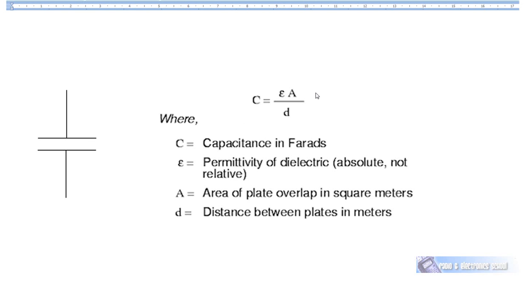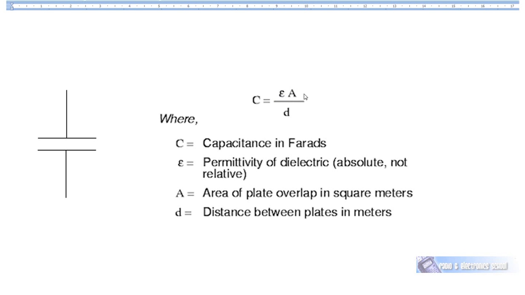Now back to the formula. The formula for capacitance, C in farads, is the permittivity multiplied by the area of the plates. If the plates are unequal area, it's the area of the smaller plate, and d is the distance between the plates. This formula is so useful because it tells you how the dielectric, and you would need to look up in an engineering handbook the permittivity of the dielectric, the area of the plates, and the distance between the plates.